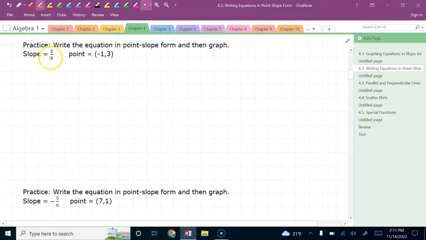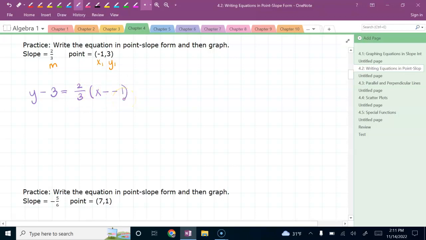So for this first one, remember your slope would be your m, and your point I would just label x1, y1. And so for this first equation, I did y minus 3 equals 2/3 goes in for m, and then it's x minus a negative 1.